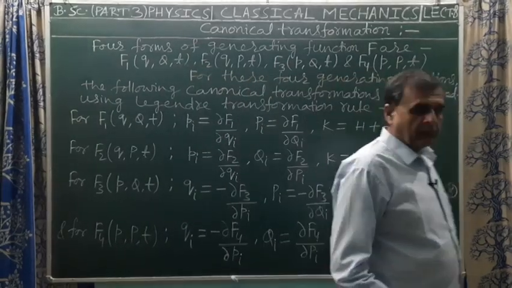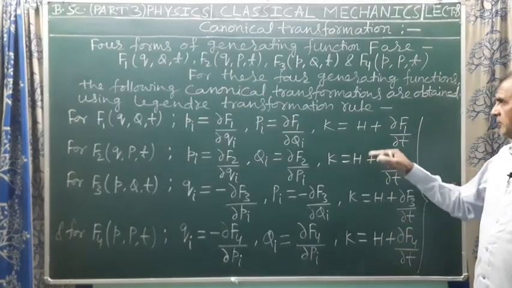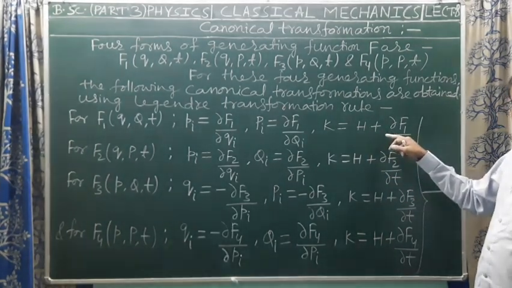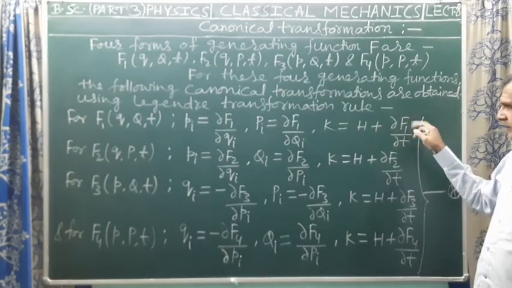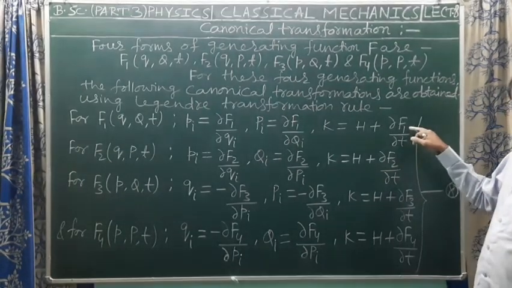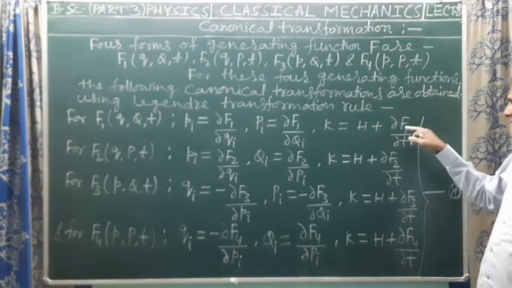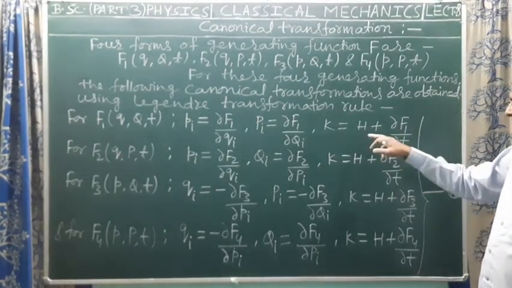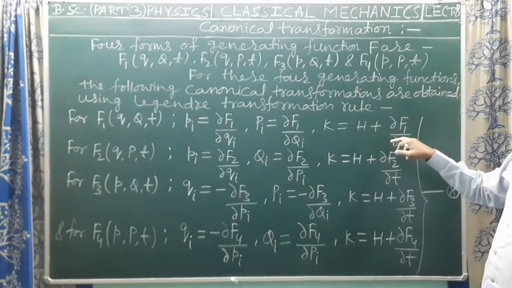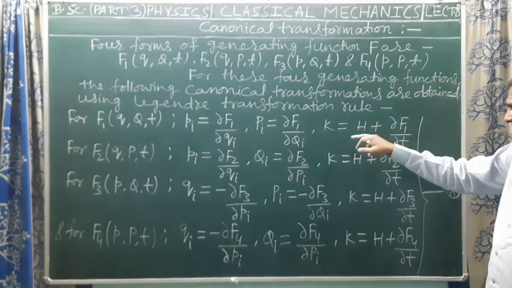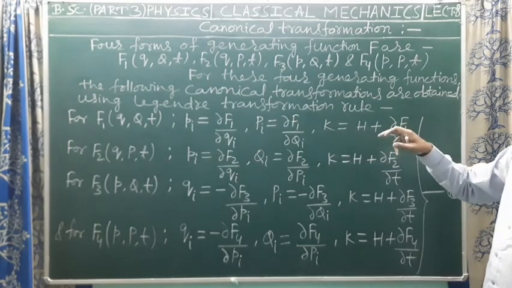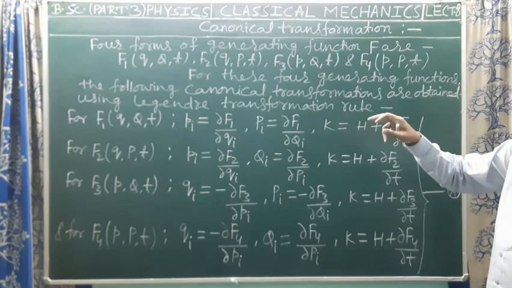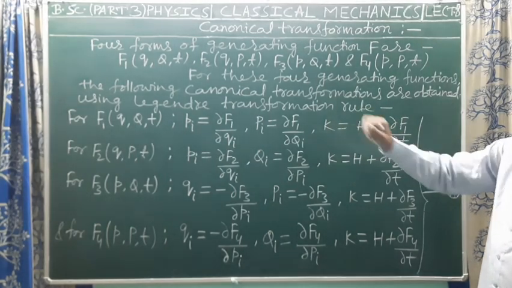So capital K is equal to capital H, that is the Hamiltonian in the old system, plus del capital F1, which is the first generating function, upon del t. And this represents a set of transformation equations for the first generating function capital F1.